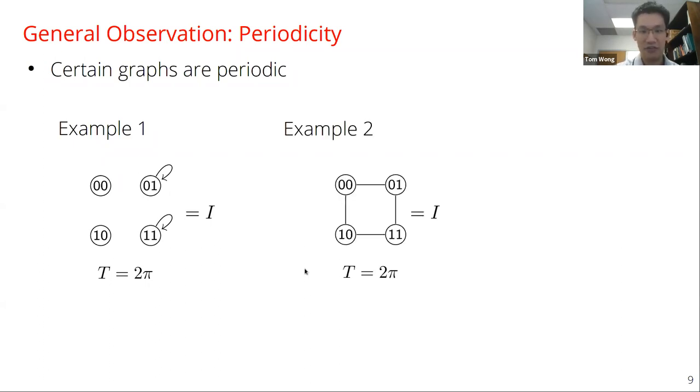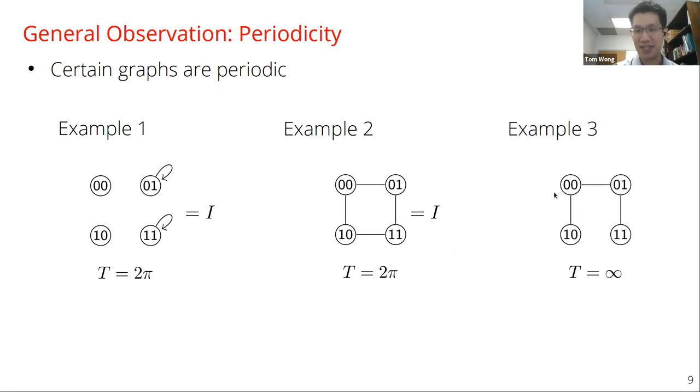Here's another graph. If you evolve on this cycle for time 2π, you also get the identity. For some of you that are more familiar with the cycle, you might think, wait, I thought the period was π. This is because I divided by the norm of the adjacency matrix. The adjacency matrix for this graph has norm 2. So you have to double the runtime in order to have a fair comparison between all the graphs. So this has a period of 2π as well, and it does nothing. You get the identity.